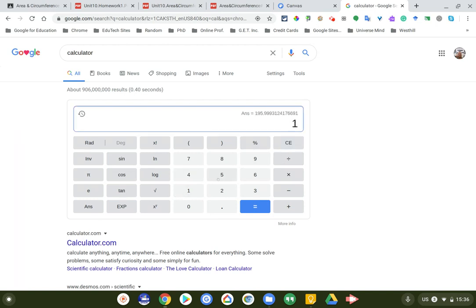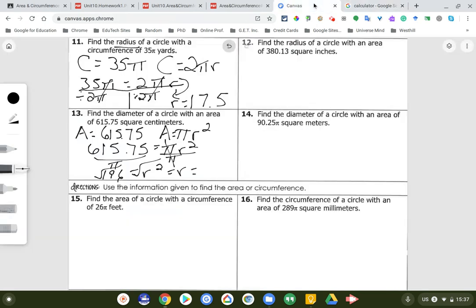clear, I'm just going to do 196 square root. Oop, no, that's not how you do that. Let's do the square root. Okay. Square root of 196 equals 14. Comes out nice. Okay. Square root of 196 is 14. So there we go. There's number 13.